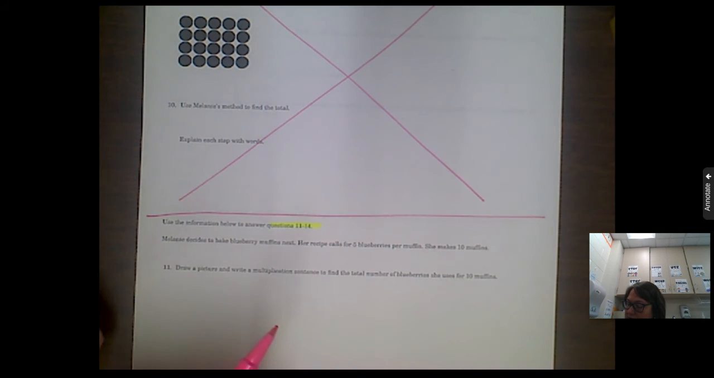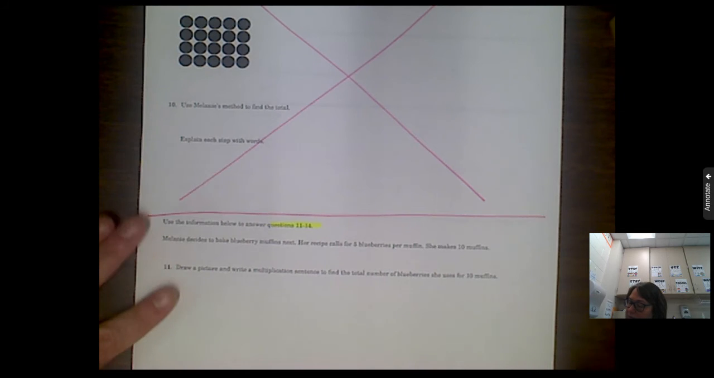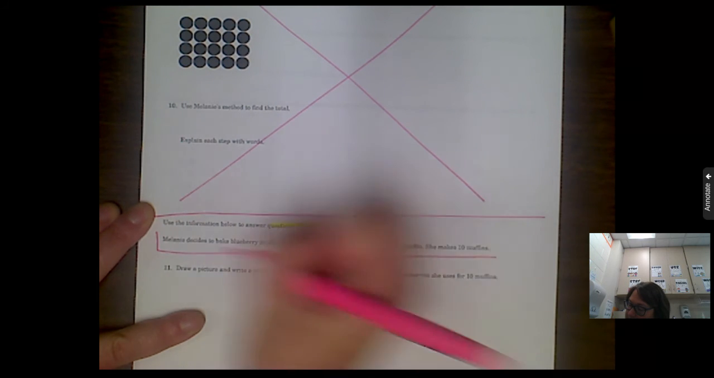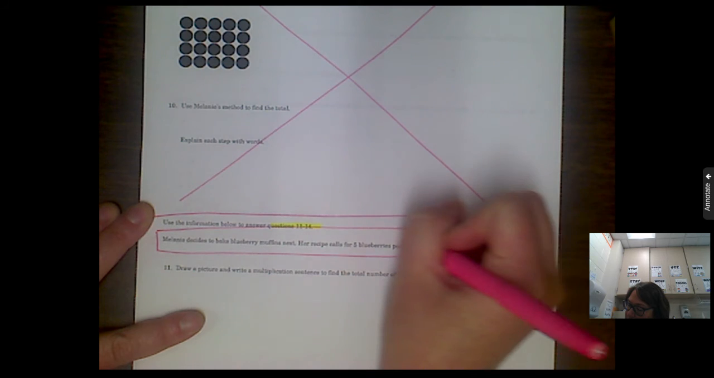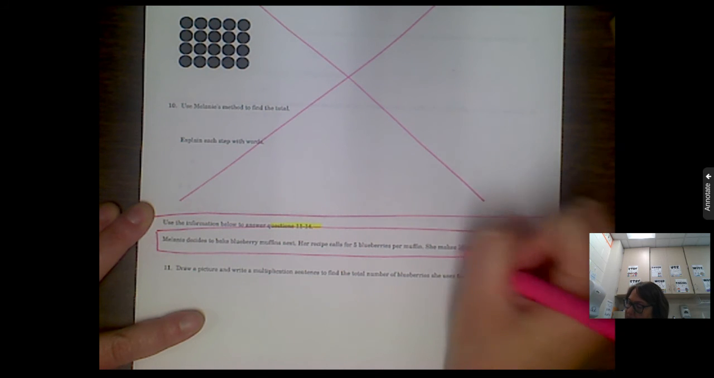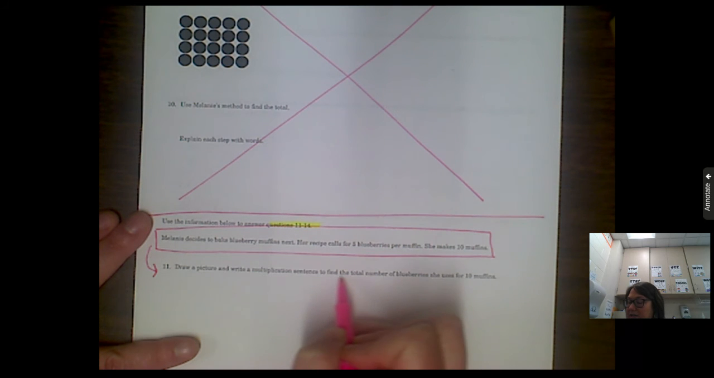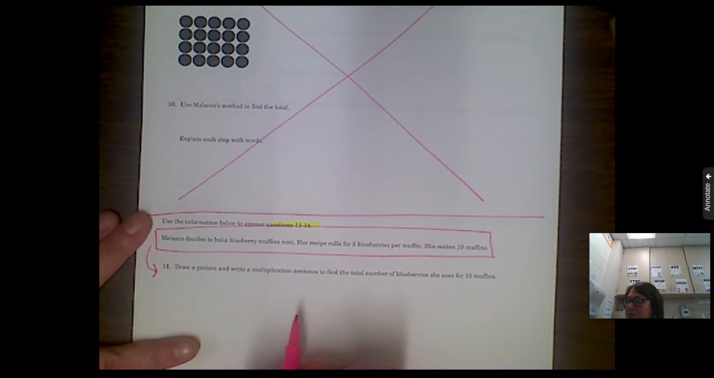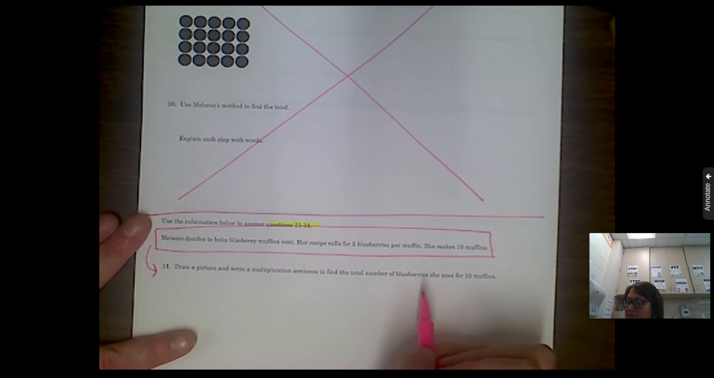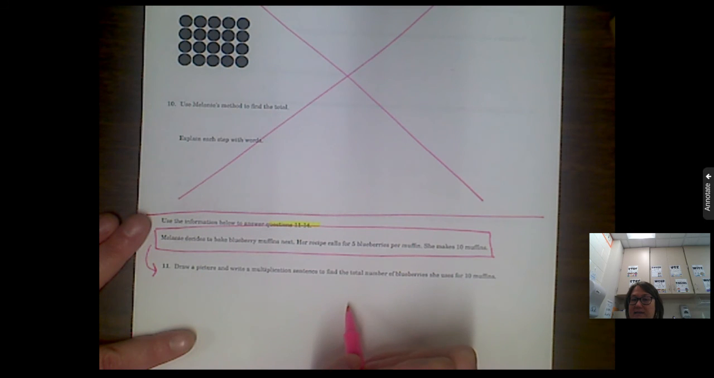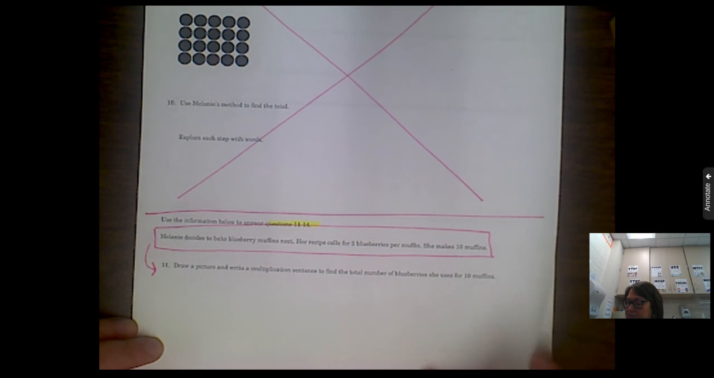Okay, so Melanie decides to bake blueberry muffins next. Her recipe calls for 5 blueberries per muffin. She makes 10 muffins. So this goes with this right here. Draw a picture and write a multiplication sentence to find the total number of blueberries she uses for 10 muffins. So make sure we pay attention to this because it goes with this, and it also goes with some questions on the next page as well. Okay?